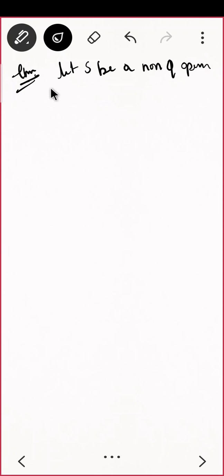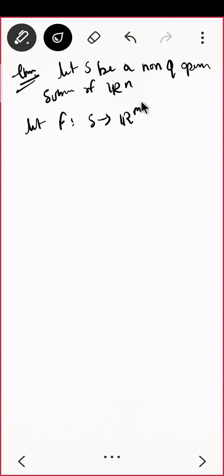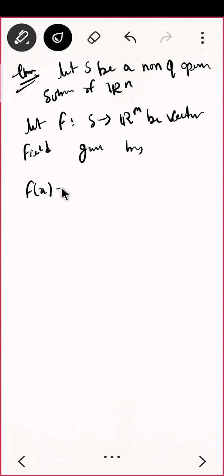So I'll write a theorem again. Let S be, whatever we did for scalar valued, everything I am going to do it for vector valued function. Let S be a non-empty open subset of Rn, let f from S to Rm be a vector field given by f of x is given by f1 of x, f2 of x and so on up to fm of x.